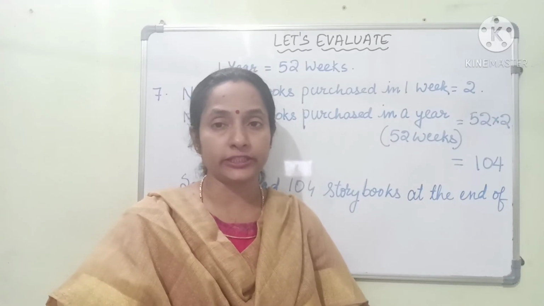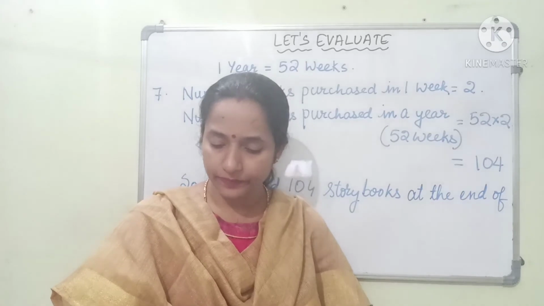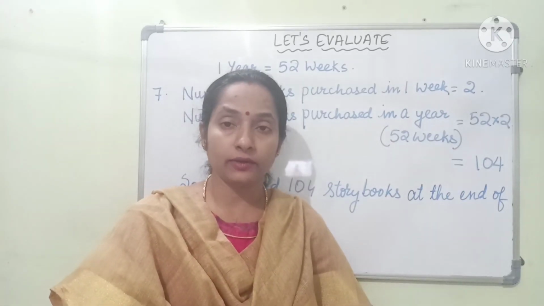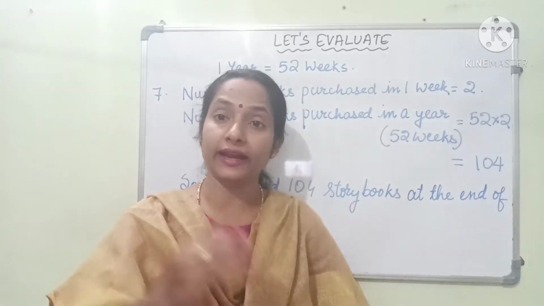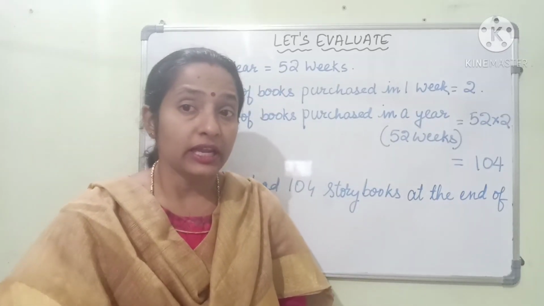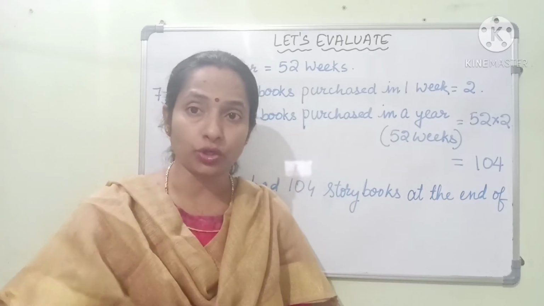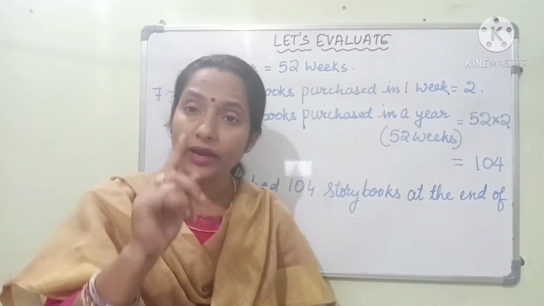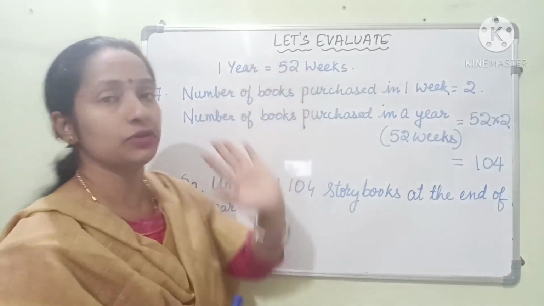The last question, that is question number 7 of Let's Evaluate, is: Uma purchased 2 storybooks every week. Now we have to find how many storybooks will be there with her at the end of the year. Now let us see. See children, in 1 week she used to purchase 2 storybooks. First of all, let us know 1 year is equal to how many weeks? Here 1 year is 52 weeks.